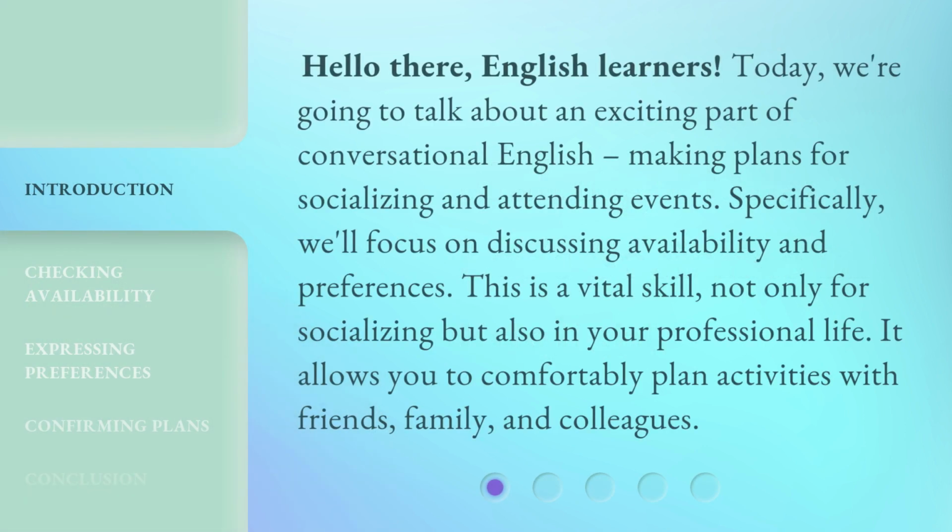Hello there, English learners. Today, we're going to talk about an exciting part of conversational English, making plans for socializing and attending events. Specifically, we'll focus on discussing availability and preferences. This is a vital skill, not only for socializing but also in your professional life. It allows you to comfortably plan activities with friends, family, and colleagues.